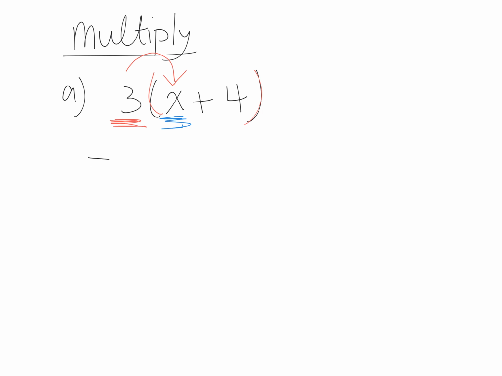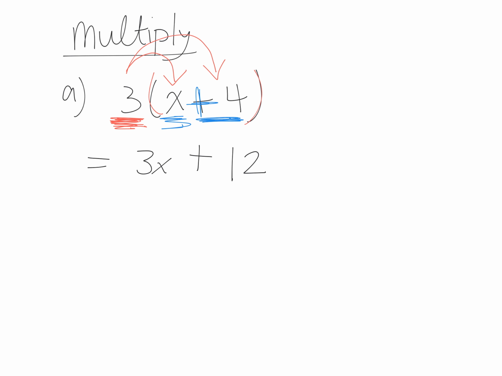What is 3 times x? How would you write 3 times x? 3x, good. And then we're taking the 3 again, because it's in front of the bracket, and multiplying it by positive 4. That will tell you what sign to put in your final answer. So what is 3 times positive 4? Positive 12. That's the final answer.